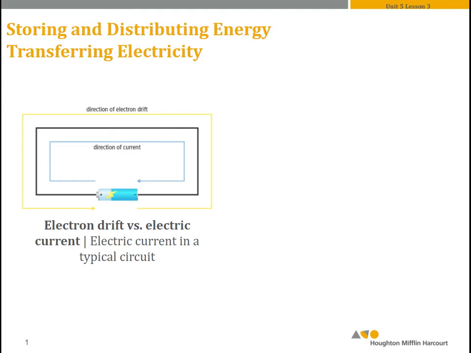Remember, though, that the direction of electron drift is opposite the direction of current because current is defined as the direction of positive charge and electrons are negatively charged. So if the negatively charged electrons are moving counterclockwise around this loop of wire, then the current, the positive charge, is actually moving clockwise around the circuit.